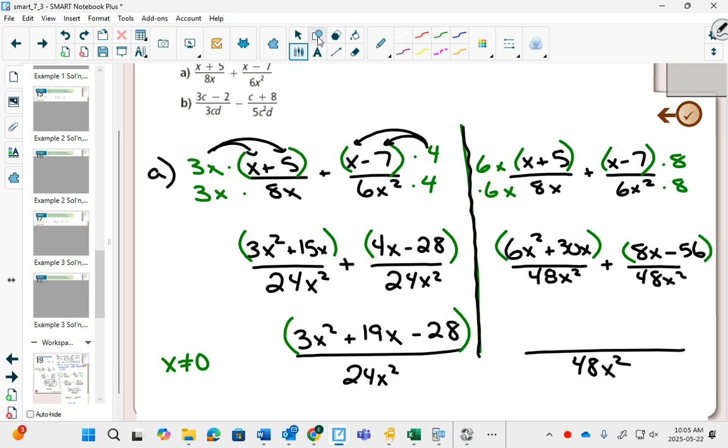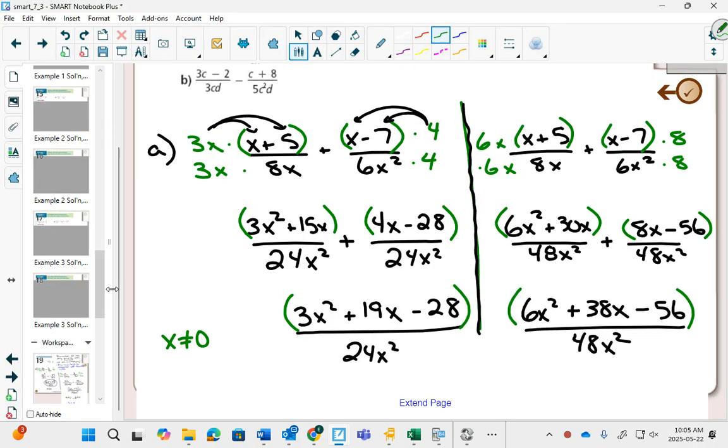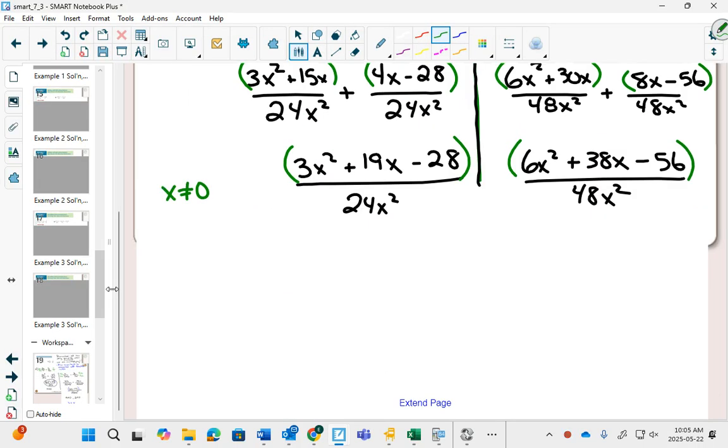48x squared here. Do I have like terms? Yes, I'm going to have 6x squared plus 38x minus 56. And again, this is still grouped as one big thing. But where we were done on the one on the left, because there was nothing that could be factored, notice on the one on the right that in the top there's a common factor of 2. And I could pull that out.